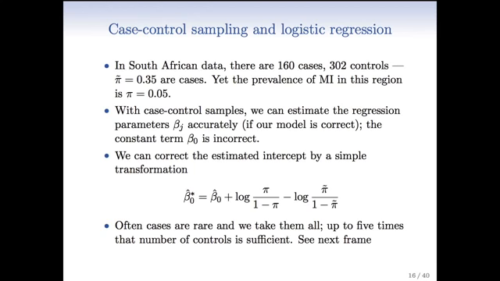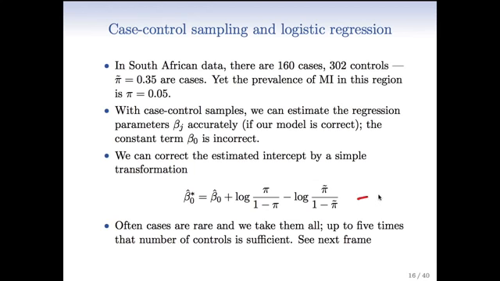Well, case control sampling is one of the favorite tools in epidemiology, especially when you have a rare disease. You take all the cases you can find, and then you can just sample from the controls. And the reason is that for the logistic regression model, it turns out that you can estimate the regression parameters of interest, these are the coefficients of the x's in this case, accurately. That's if the model's correct. But the constant term will be incorrect. And then you can just go ahead and correct the constant term by a simple transformation.